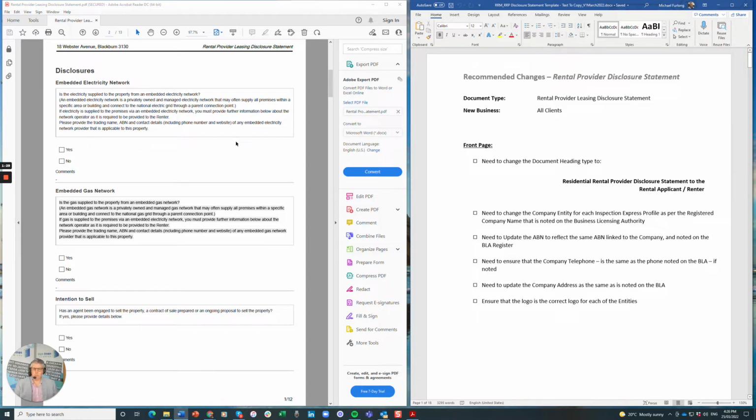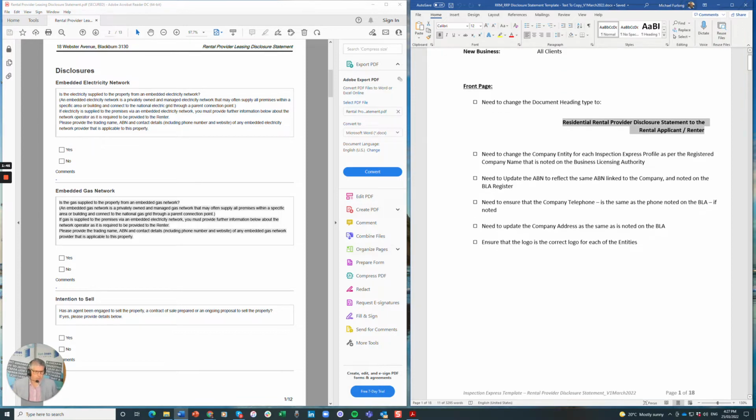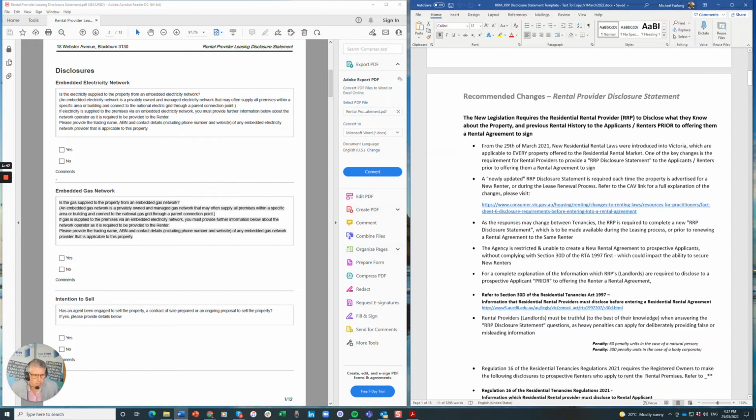As per the normal, I'm not going to go through the front page because it's the same always. Just make sure you're using that heading, and your ABN, that should be fine. Your logo should be already in here because you're using other documents as well. So I've got the information in there. Okay, so let's just go to the first page.